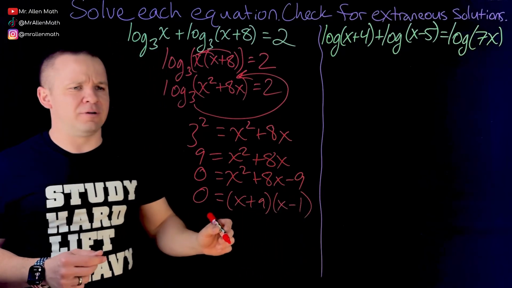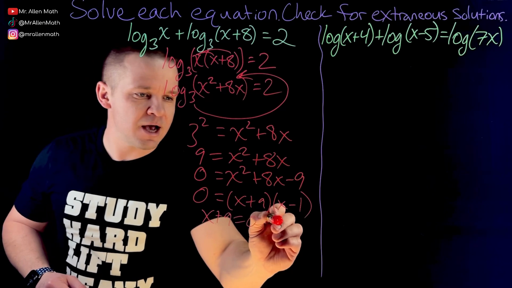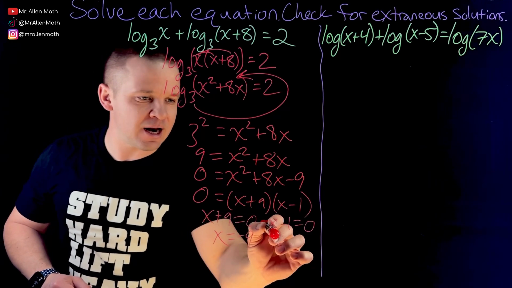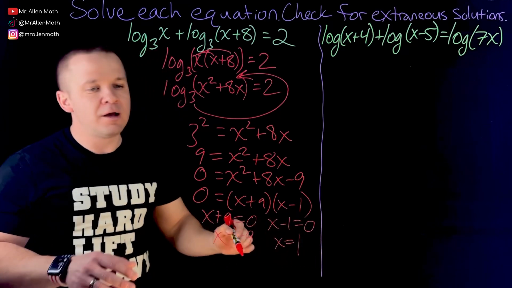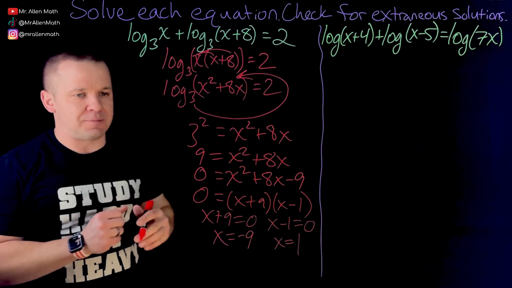Boom. Beautiful. Then I'm going to set those two factors equal to 0, so x plus 9 equals 0, and x minus 1 equals 0. So I'll get x equals negative 9, and x equals positive 1. You're welcome to just jump right to the solutions there. Again, I'm laying out all the steps here.